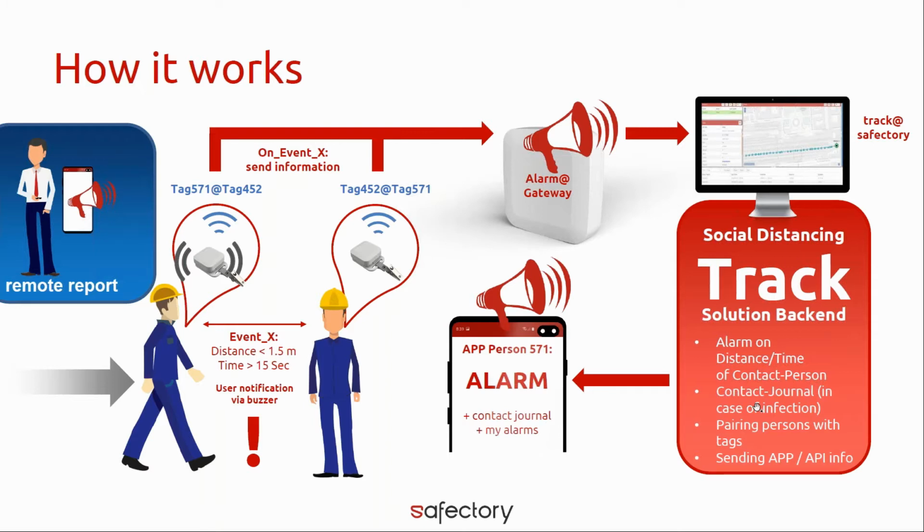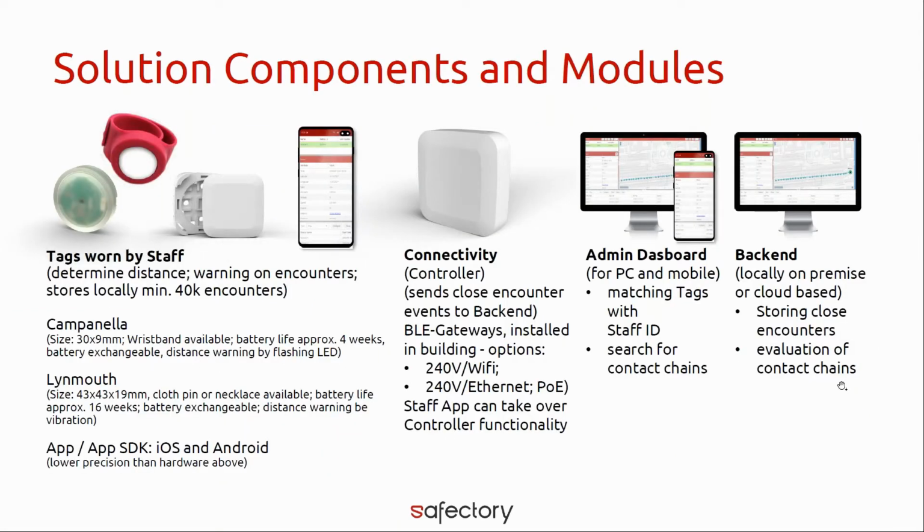So for this solution, we use basically three products and a server platform. So we see the two tags that the workers wear on their clothes. We see the alarm gateway, which can either be a hardware gateway or an app, and we see the backend. So a very flexible part in alerting people about breaching the social distancing rules is the app. We will now show you a video on how the app works in detail, and then later come back and talk about the backend and how the data is received.